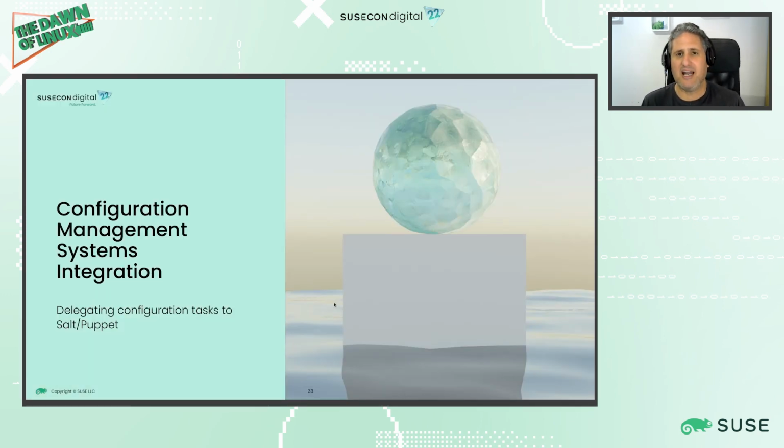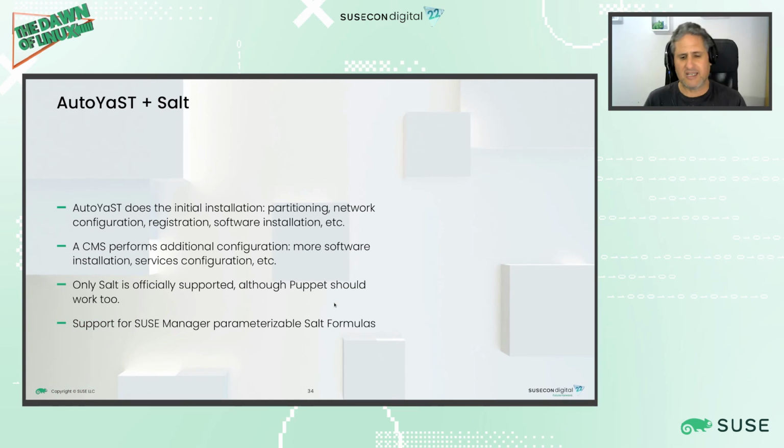And well, last but not least, I would like to talk a little bit about configuration management systems integration. It's not exactly dynamic profiles, but it's a way to connect AutoYaST with systems like Salt. Basically, the idea is that AutoYaST does the initial installation, partitioning, networking setup, registration, software installation, etc. And then it passes the control to Salt or Puppet. In this case, Salt is officially supported, Puppet is not, but it has experimental support, okay?